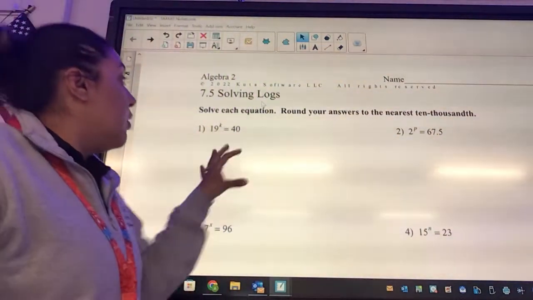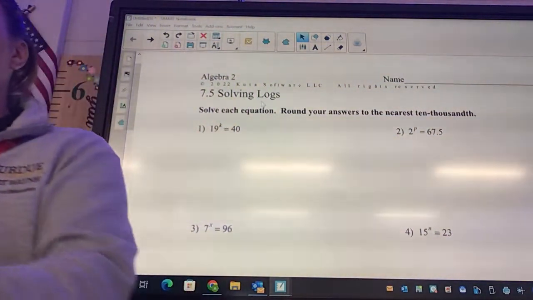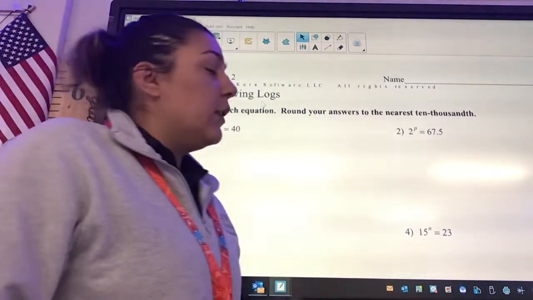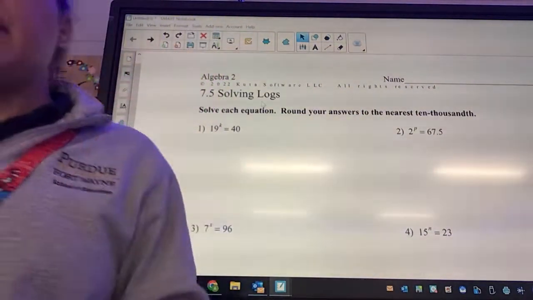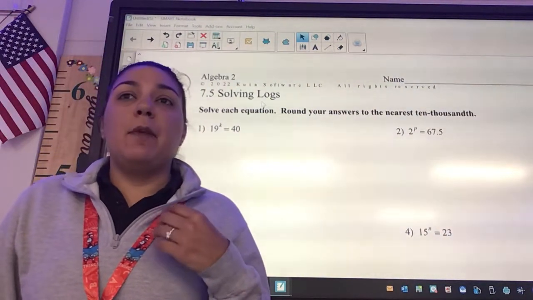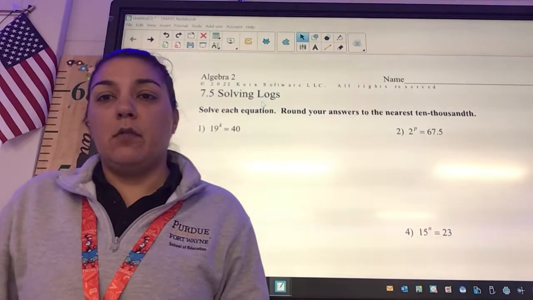Today we're going to start solving logs, okay? So make sure that you watch the video and follow along with me, and then you're going to go off and do all the evens by yourself. Okay, the steps are consistently the same. So hopefully by maybe the fourth problem, you're getting the hang of it, okay?